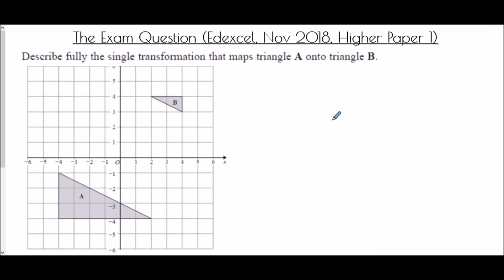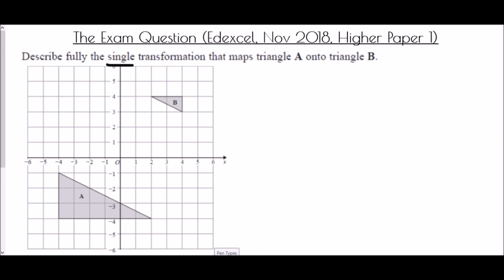And so we end with the exam question, and this came from the Edexcel paper in November 2018, and it was higher paper 1. And it asks us to describe fully the single transformation that maps triangle A onto triangle B. So there you go, there's that word single transformation. So there isn't a rotation and an enlargement happening here. There is a single transformation which is forming A onto B.